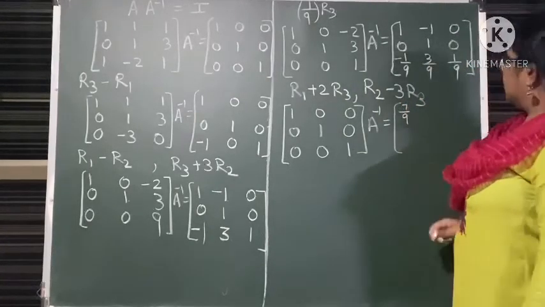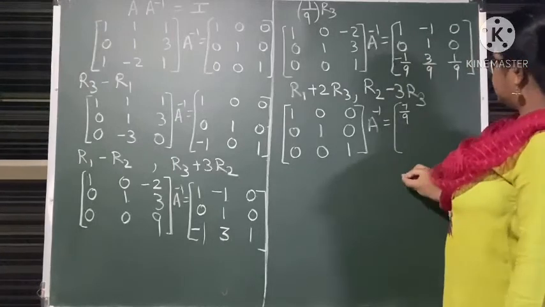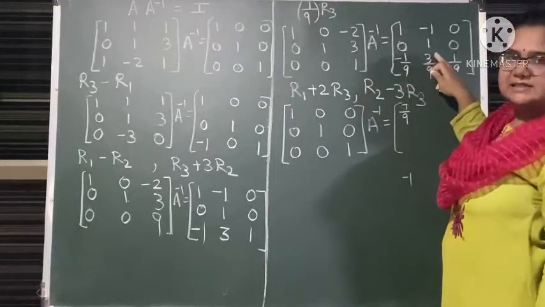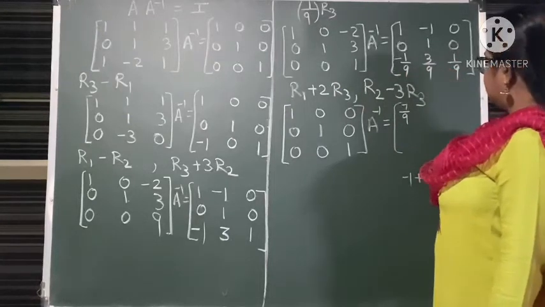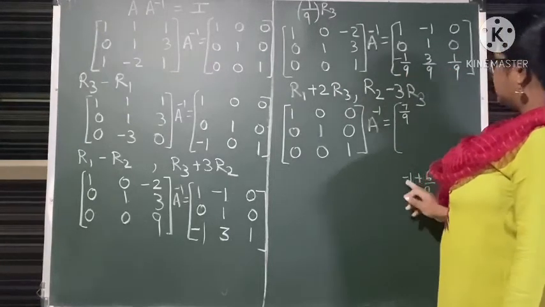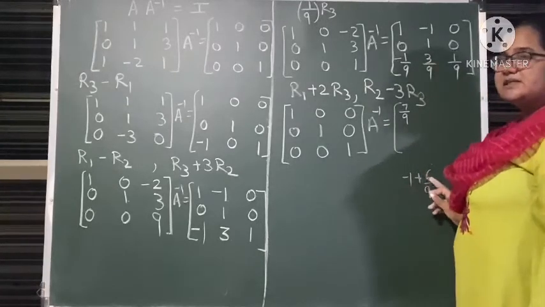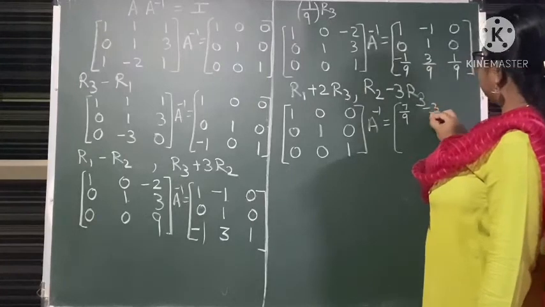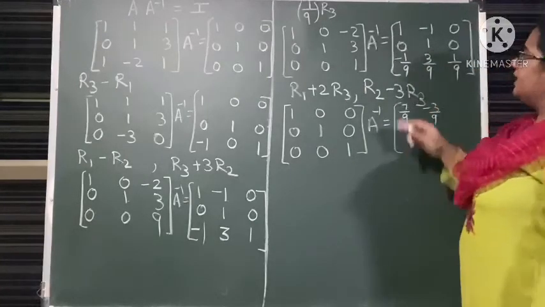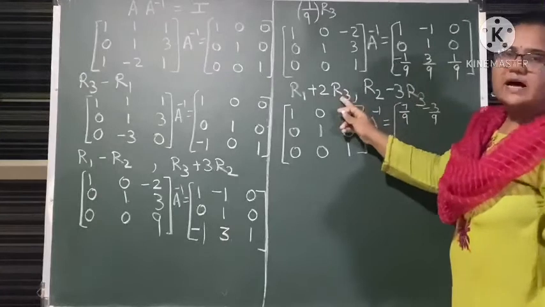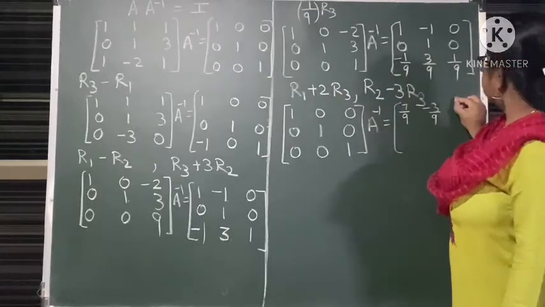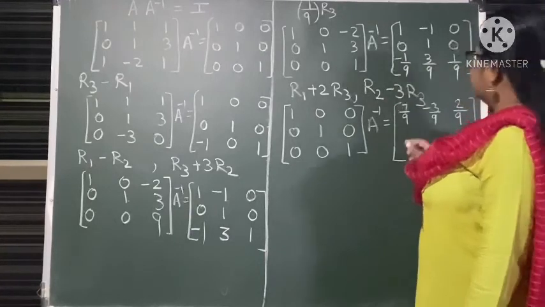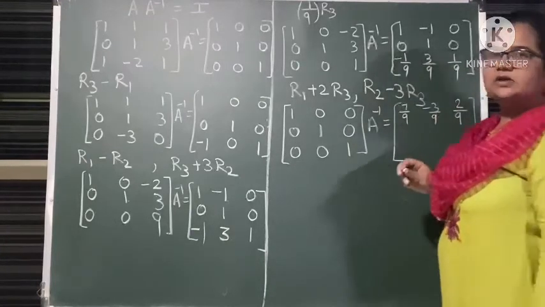Okay. Now next, minus 1 and 2 into R3. 2 3s are 6, 6 by 9. So plus 6 by 9. So 1 into 9 is minus 9 plus 6 is minus 3. So here I will get minus 3 upon 9. Second element, then 0 plus 2 into R3. 0 plus 2 by 9 is 2 by 9. So my first row is over. 7 by 9, minus 3 by 9 and 2 by 9.